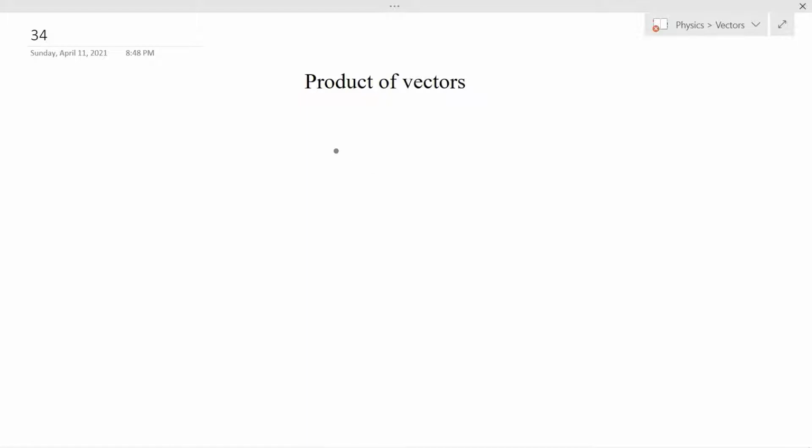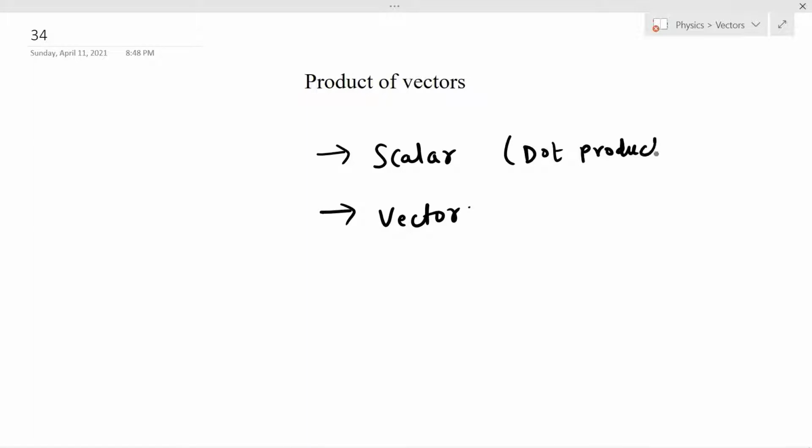One is when the resultant is a scalar, and another when the resultant is a vector quantity. So when the resultant is a scalar, it is known as scalar product or a dot product, and when the resultant is a vector, it is known as vector product or a cross product. In this session, we will discuss about this dot product in detail.